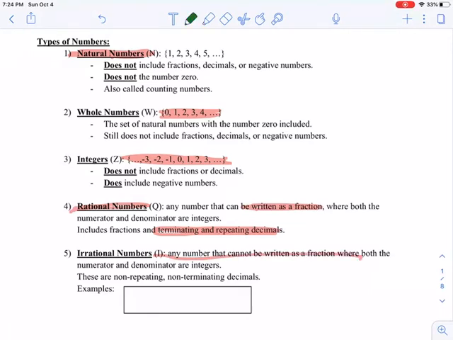These would be like your non-repeating, non-terminating decimals. So if you think of like the square root of 10, if you would put that in your calculator, you'll notice it's non-repeating, non-terminating.